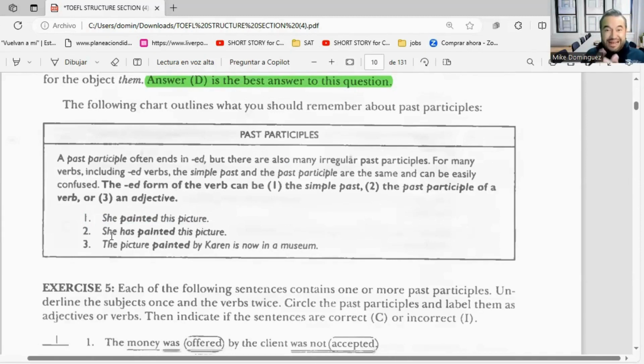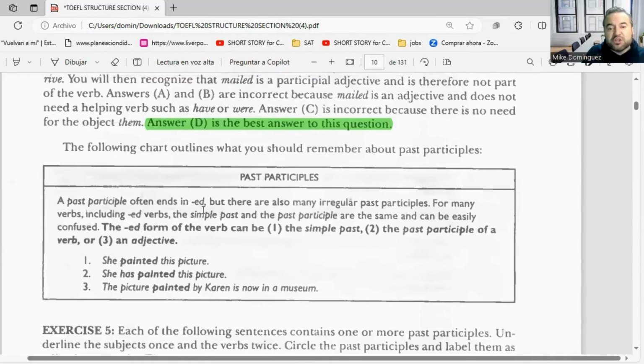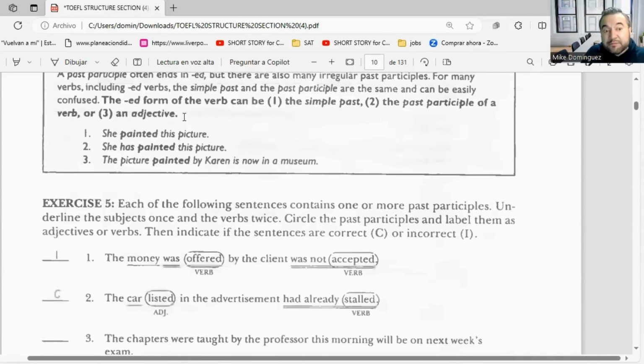So notice how this exact verb form can be used for simple past, participle form, or an adjective. In this first example, it is simple past. And the second is a past participle form, but it's exactly the same. The only thing that you need to be aware of is the auxiliary has, or the helping verb, has painted. And the meaning changes radically. Okay? Pintó, ha pintado. The picture painted, la foto pintada por Karen, is now in a museum. Okay, so you should be aware of these three different usages of past participles. Okay, this can cause confusion.